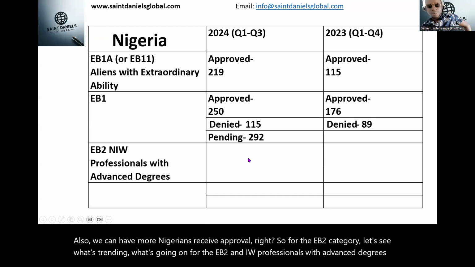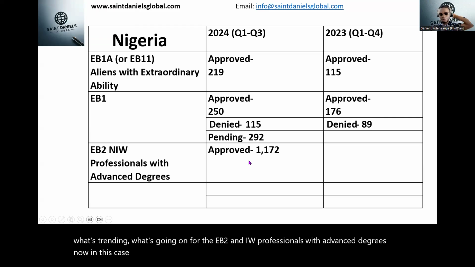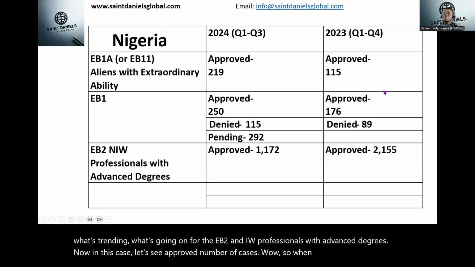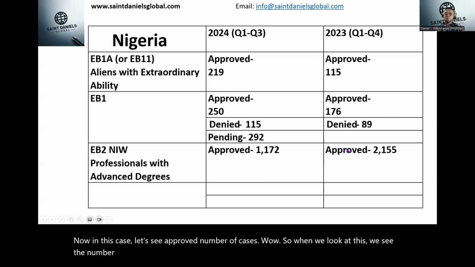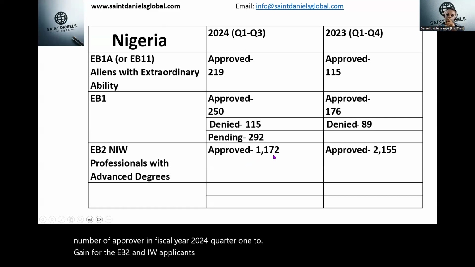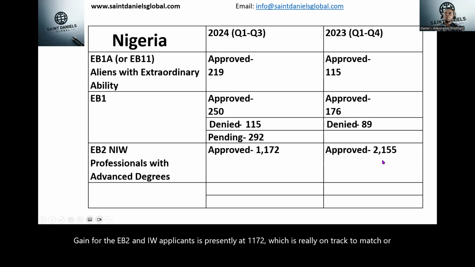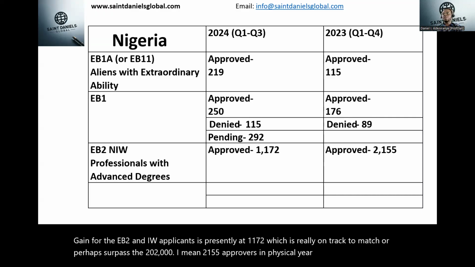Now, in this case, let's see the approved number of cases. Wow. So when we look at this, we see the number of approvals in fiscal year 2024, quarter 1 to 3 again, for the EB2 NIW applicants is presently at 1,172, which is really on track to match or perhaps surpass the 2,155 approvals in fiscal year 2023.